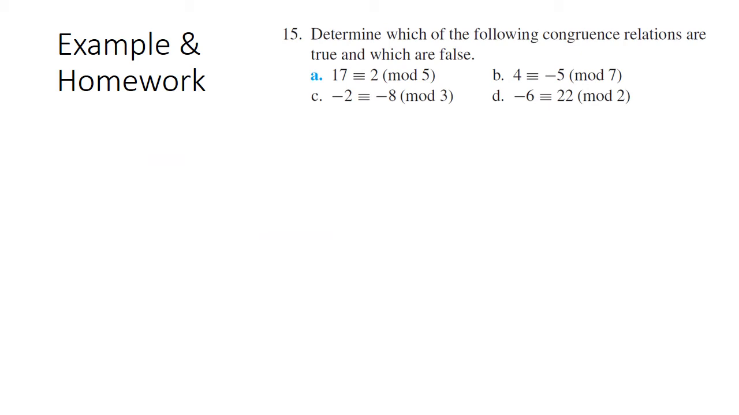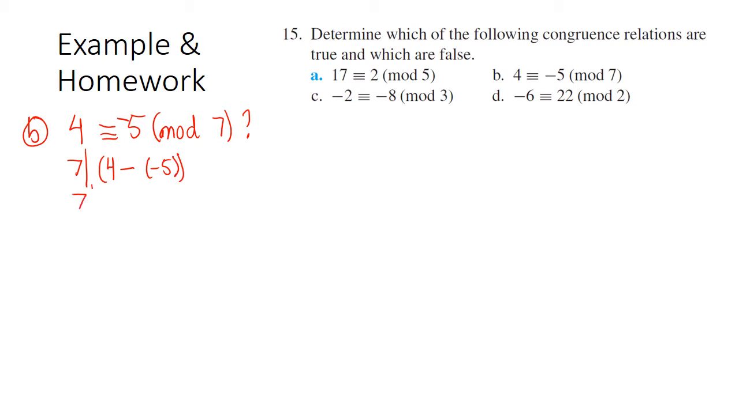Okay, so let's go ahead and do this example here. It's pretty simple. It's just true or false to make sure that you understand how the notation is being used. So I'll do part B here. I want to know if 4 is congruent to negative 5 mod 7. So what I'm going to do is check whether or not 7 divides 4 minus negative 5. That's equivalent to checking whether 7 divides 9, but it does not. That's false. So 4 and negative 5 are not congruent modulo 7.